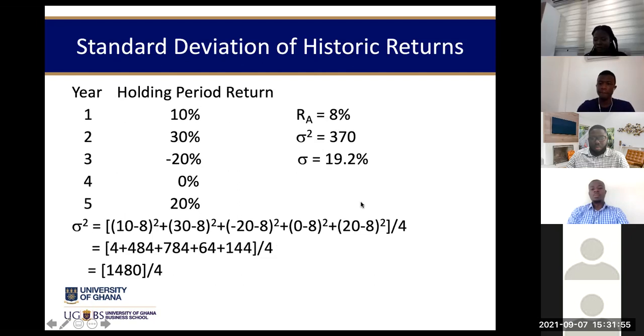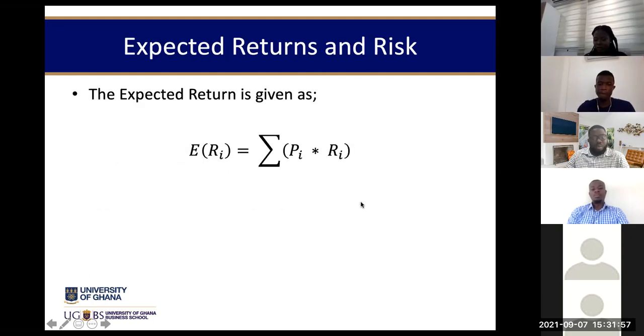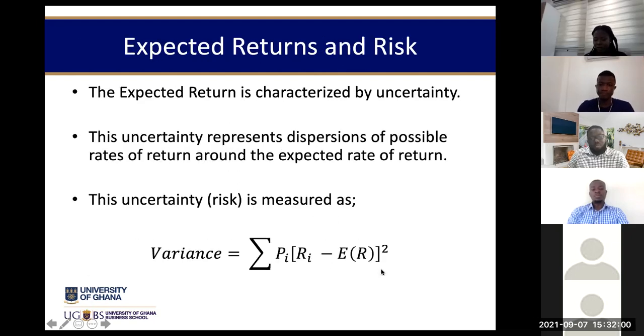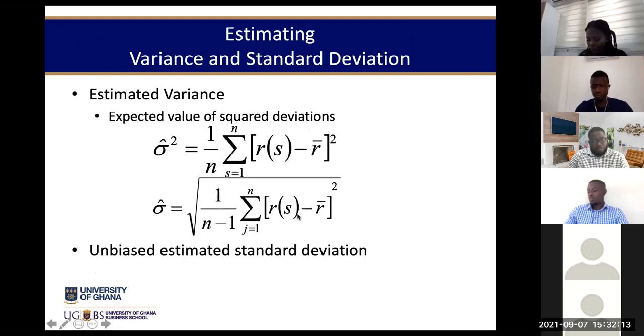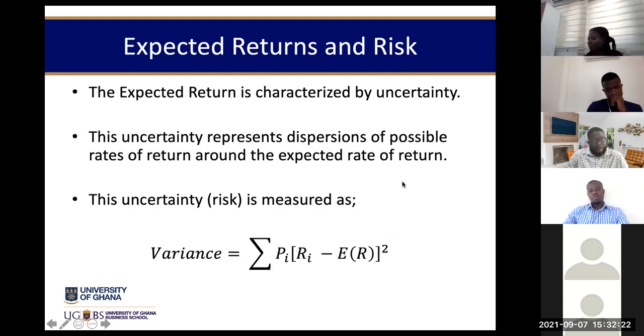Okay, so another difference between that and the expected risks is here we don't divide by n minus 1. Okay, so for the expected standard deviation or the expected variance, we don't divide by n minus 1. Okay, but for the historical, we divide by n minus 1, and historical doesn't have probabilities because the returns are known with certainty. But this one has probabilities, the expected, because we don't know the returns with certainty.